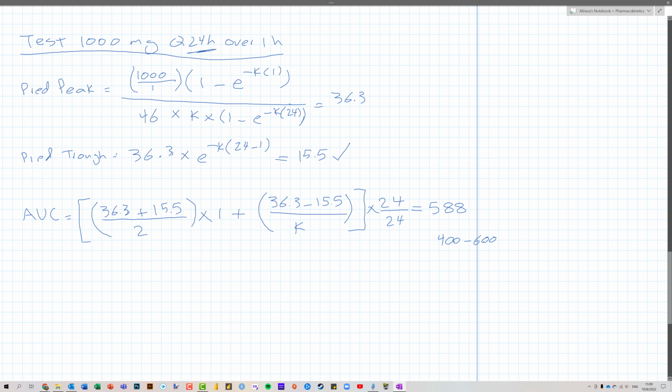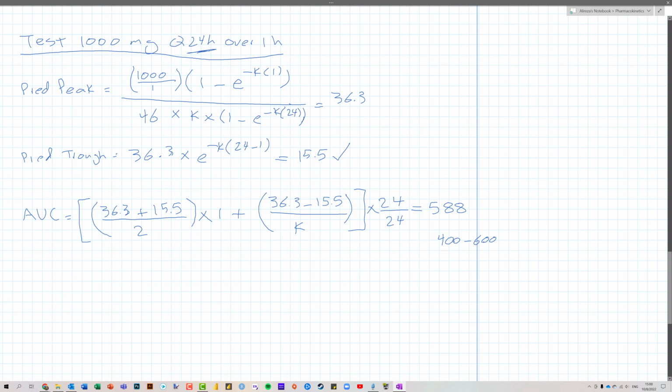Now, if you had tested the other possible dose, so let's say you want to do 1250 milligram every 24 hours over 1.5 hours. Okay, now let's do it with the original blue K. So if you were to do this, your predicted peak would be something around 44.9, and your predicted trough would have been 19.5, which is again within your target of 15 to 20, but these are estimates and this is kind of borderline.